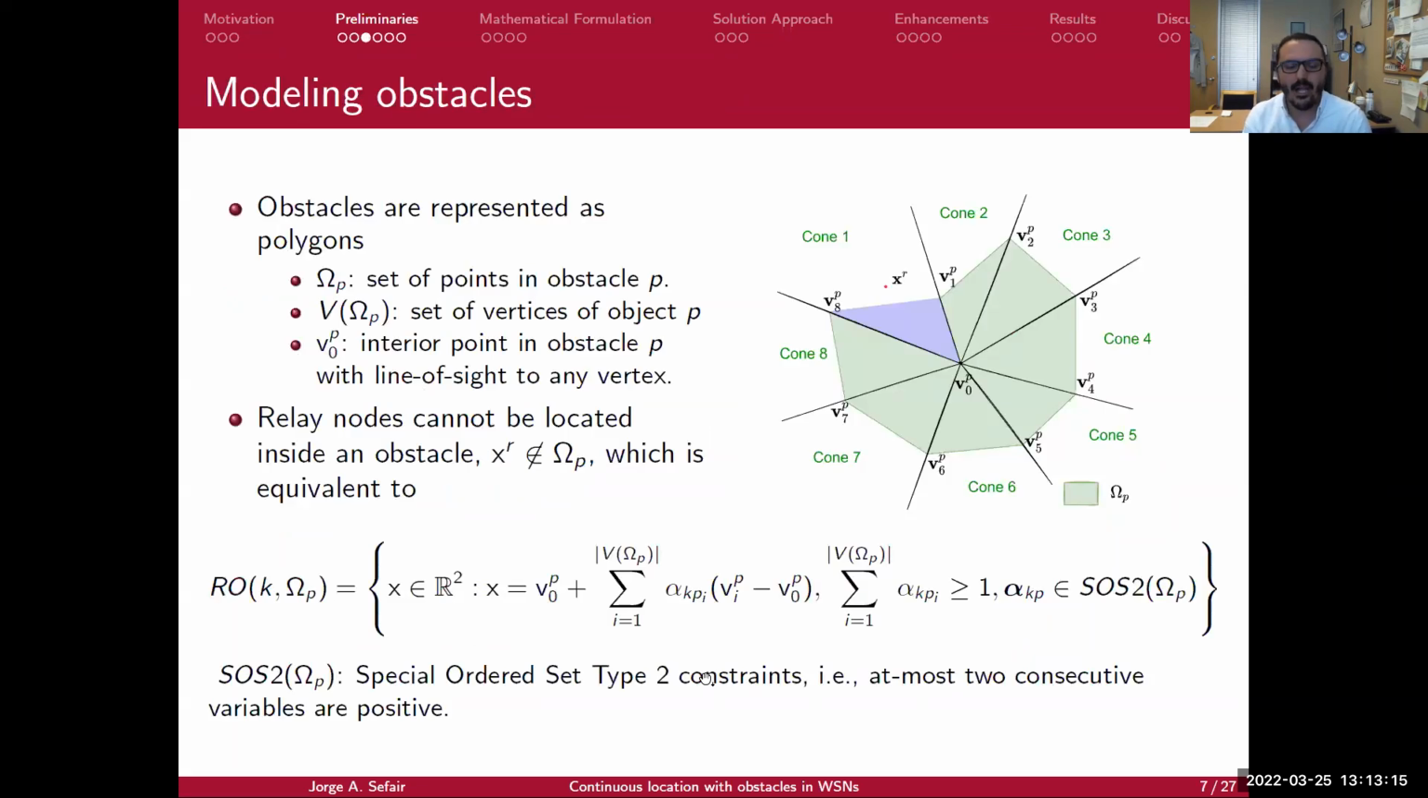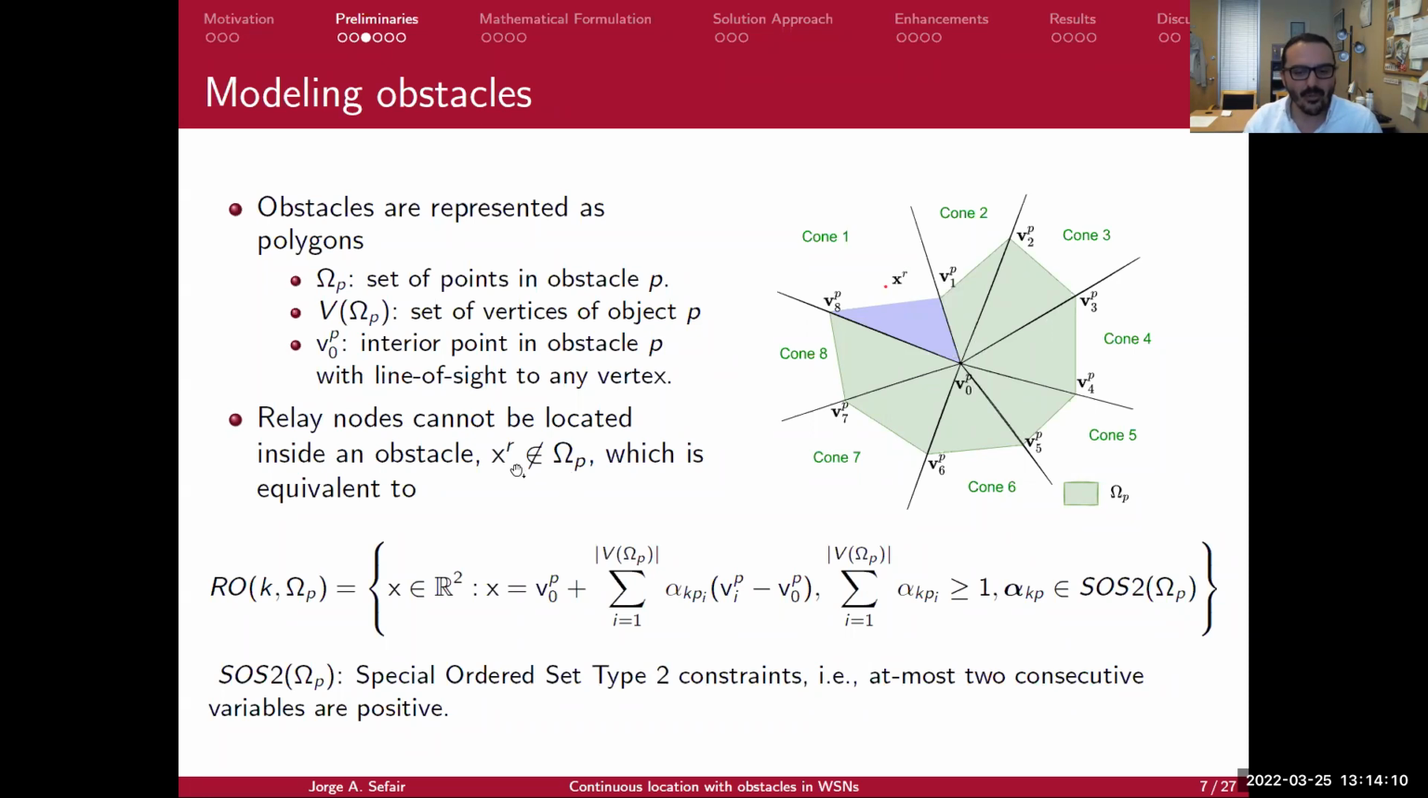Another thing I need to do is to model how you enforce that the relays are not located inside the objects. So what we're going to do there is break up the object into cones. If you look at this object on the right picture, all the possible or candidate points inside the obstacle are delta p, and then I'm assuming that I have the vertices of that object. I'm going to call that V of delta omega p. In this case, I have 8 vertices, and I assume that I have an interior point that has line of sight with every single vertex. You can find that point, and if you cannot find it, then you can just break that object into several sub-objects and then just have more objects. But it's always possible to find that vantage point V0.